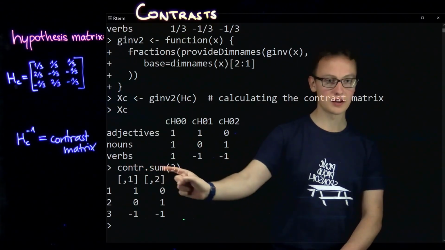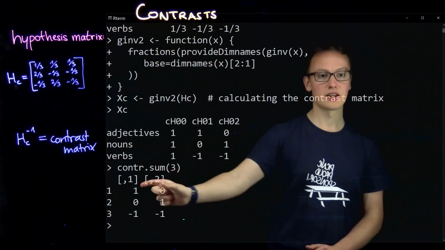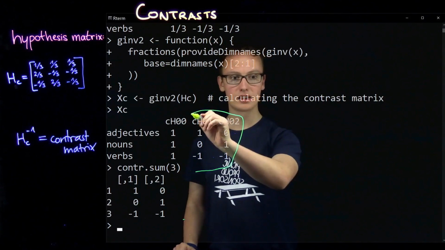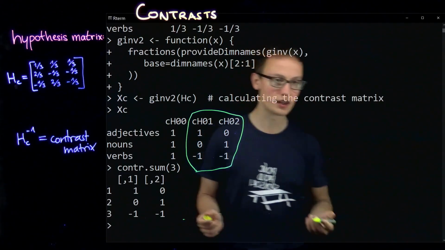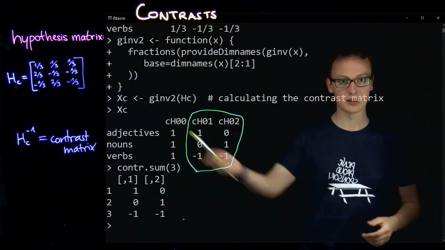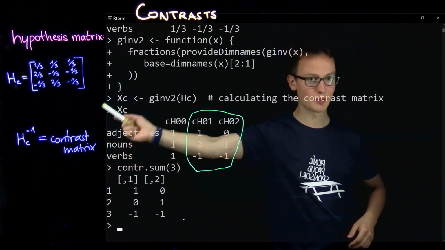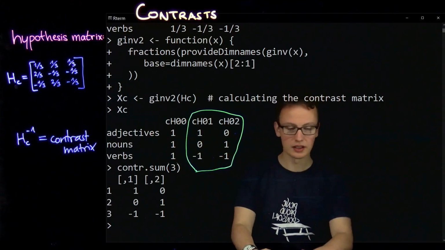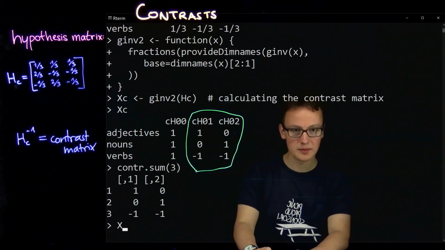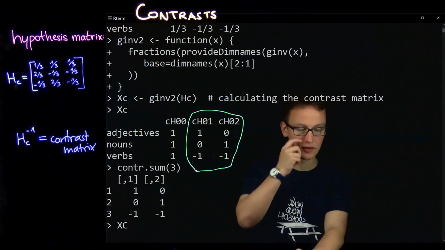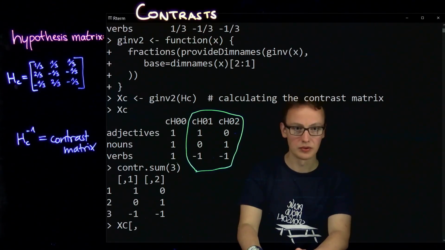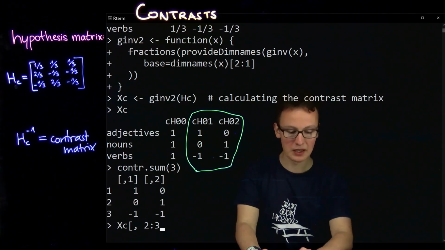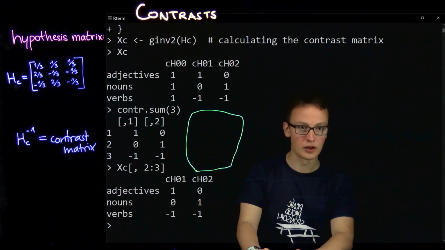So the contrast coding for sum contrasts is in fact exactly what we also computed by hand here. This is our contrast coding that we derived naturally, thinking of our hypotheses and then doing this matrix operation of taking the inverse of the hypothesis matrix. So if we wanted to get the same output from our manually computed contrast matrix with just these two columns, which represent the slopes of interest, we could do this: xc, and then index it with 2, 3 after the comma, meaning I want to extract the second and the third column, right? That would give me the same.